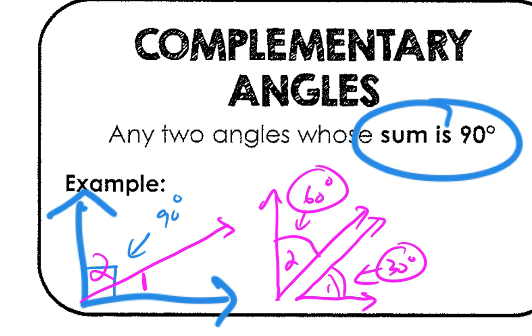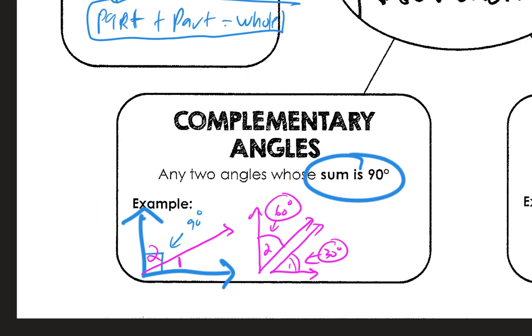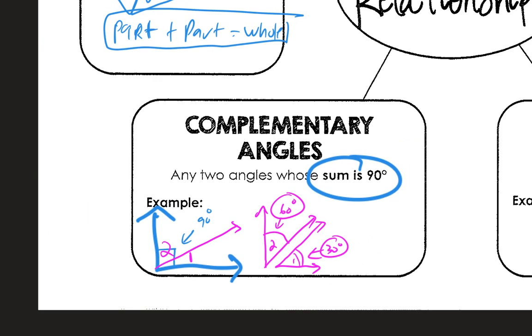Okay, so if the sum of these angles is 90, that means whatever this part is plus this part is going to be equal to 90. That's going to be our formula for this one. So we're going to write that down. Part plus part equals 90. Part plus part equals 90.